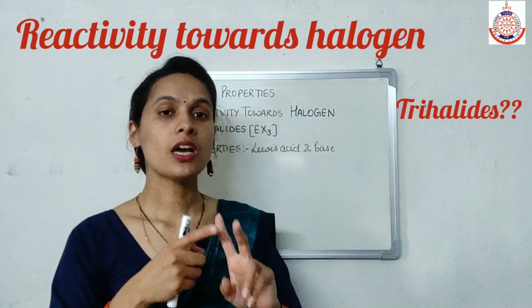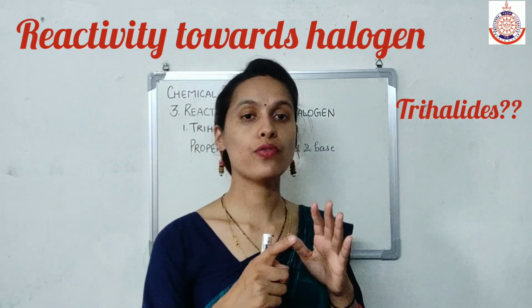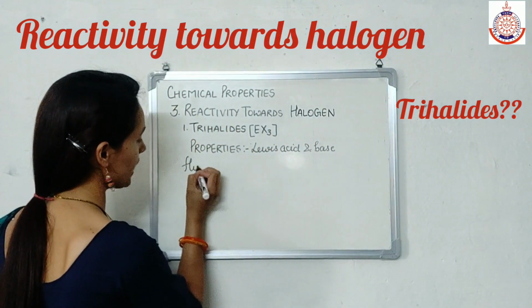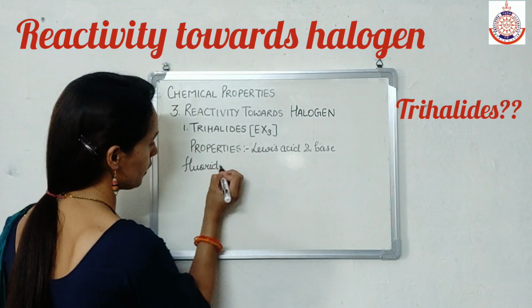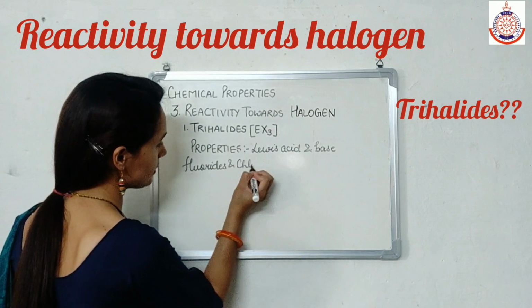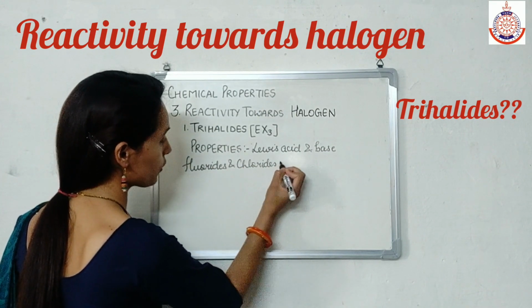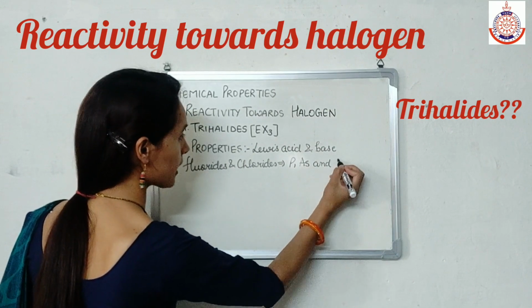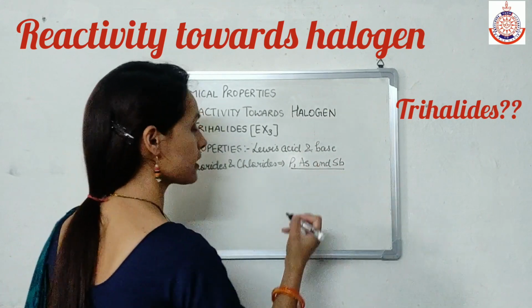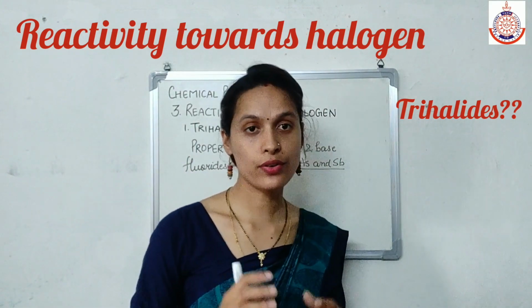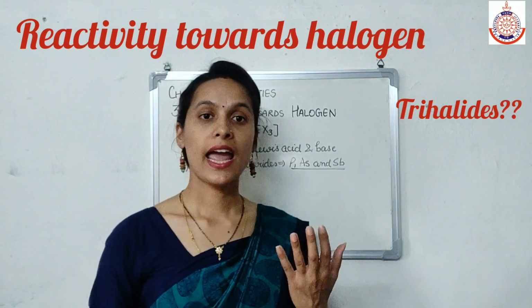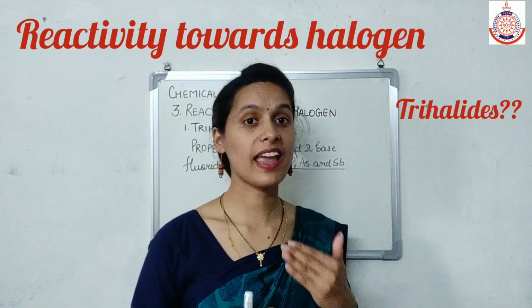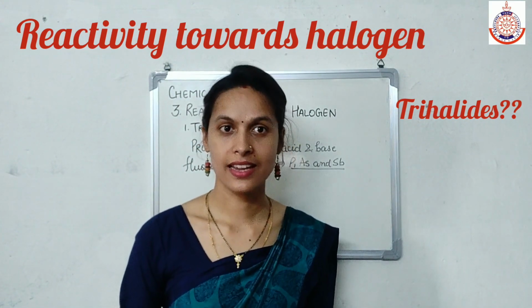If we talk about the fluorides and chlorides of phosphorus, arsenic and antimony, then these trihalides accept electrons in their d orbitals and thus act as a Lewis acid.